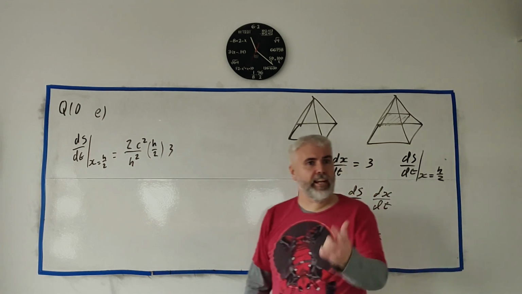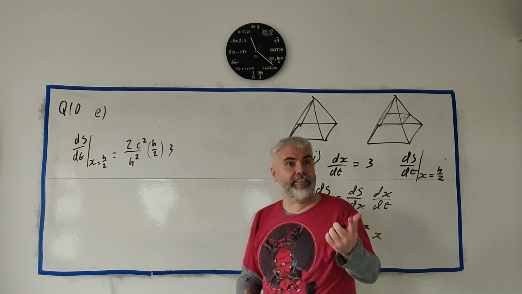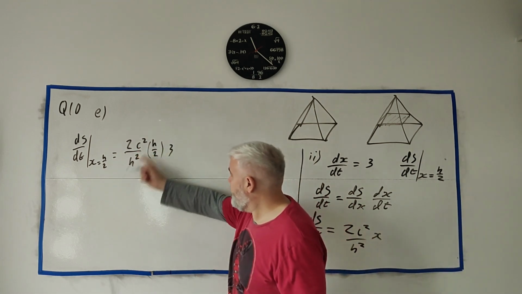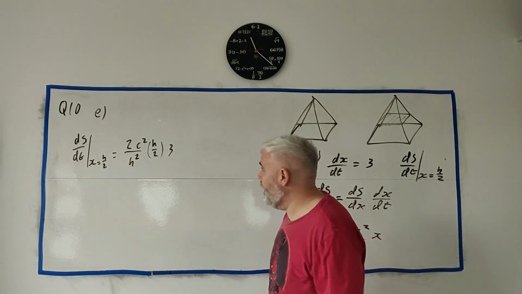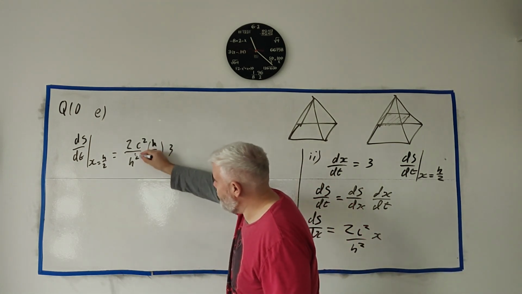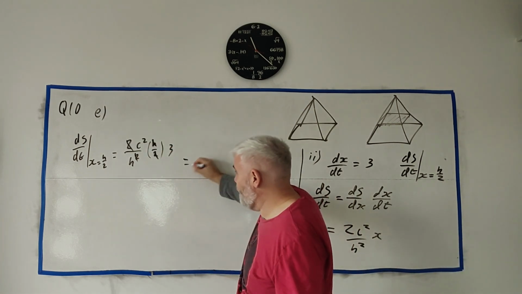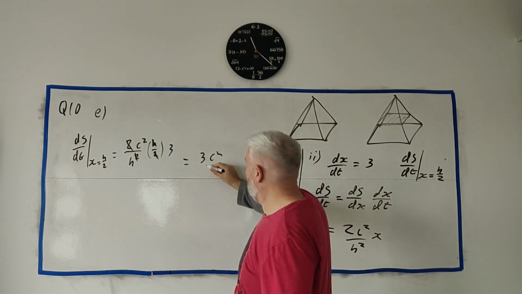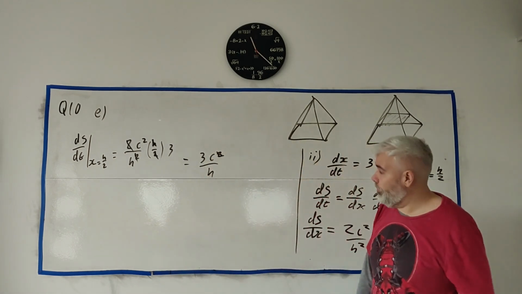They never told us to get any numbers. We can assume they wanted it in terms of c and h. c and h, that's perfect. It's not very neat. We can clean this up a bit. For example, an h here will cancel one of these h's. This 2 will cancel with that 2. And that's as good as I can get. 3c squared over h. That's full marks for part 2.